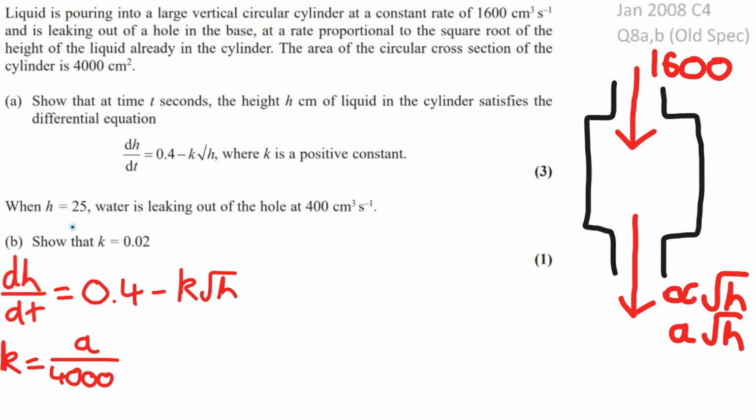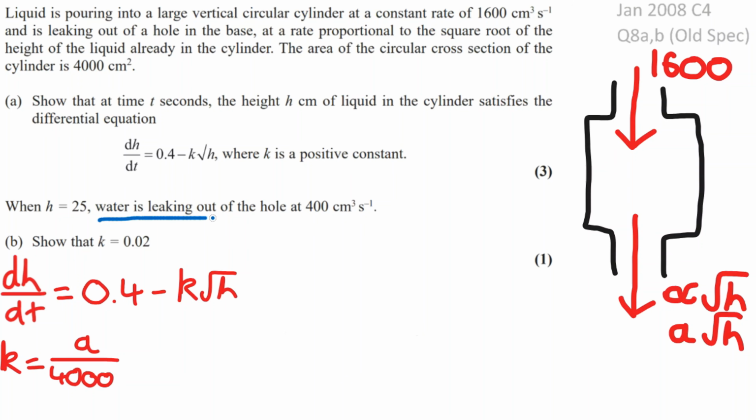So for part B, we're told that when h is equal to 25, water is leaking out of the hole at 400 centimeters cubed per second, and we need to show that k is equal to 0.02, and k is this constant that we figured out as part of our answer of the differential equation in part A.